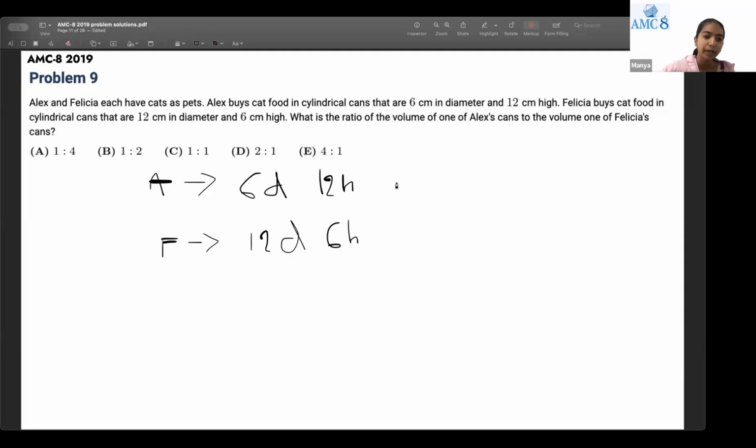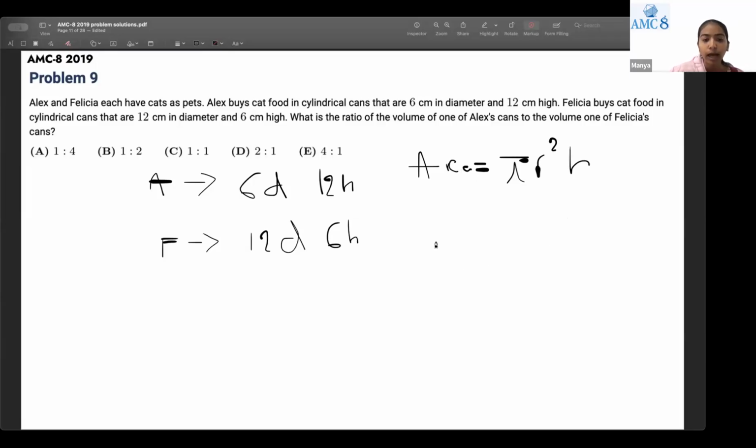And so to find the volume of a cylinder, well, in a cylinder there's a circle. And so the volume is equal to pi r squared, which is the area of the circle, times the height. So pi r squared h. So then we can substitute the values of this.